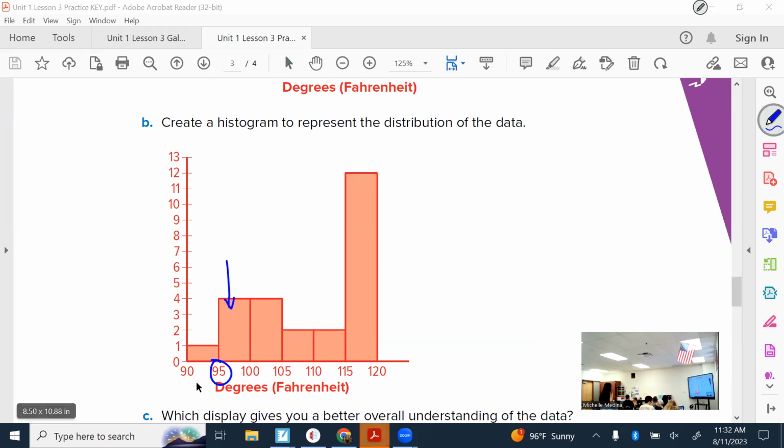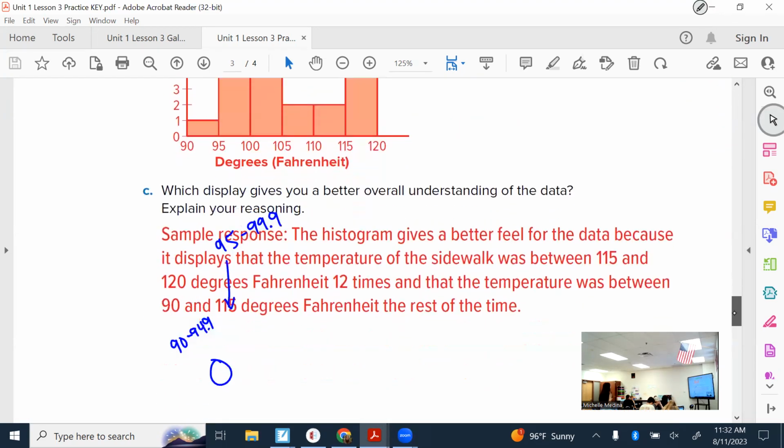As soon as it hits that 95 exactly, it should go in the bar to the right of it. So this one's 90 through 94.9. Once it hits 95, it goes in this one. All the way up to 99.9 and so forth. Right? Then C, we have, is that the one?